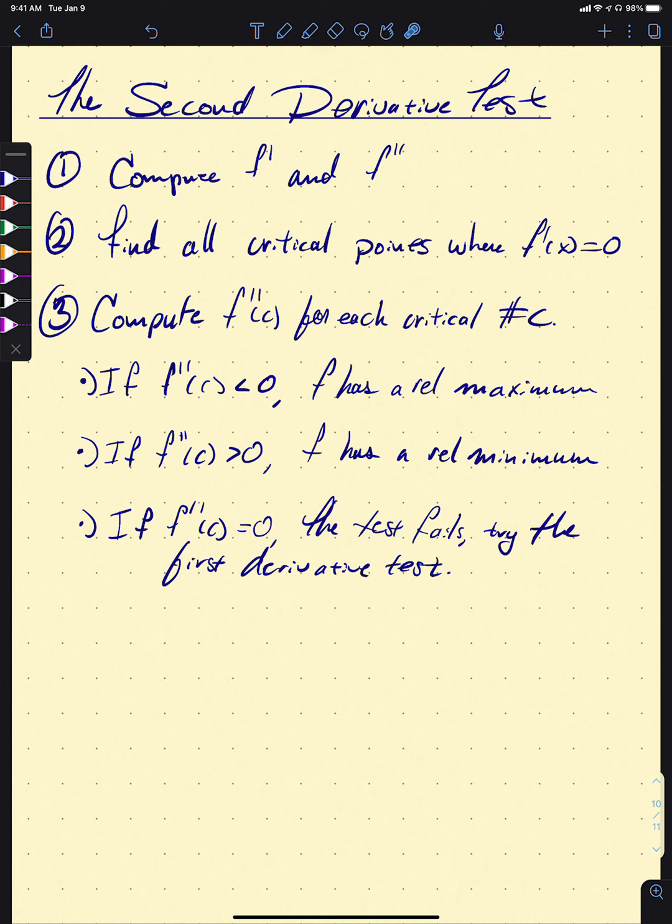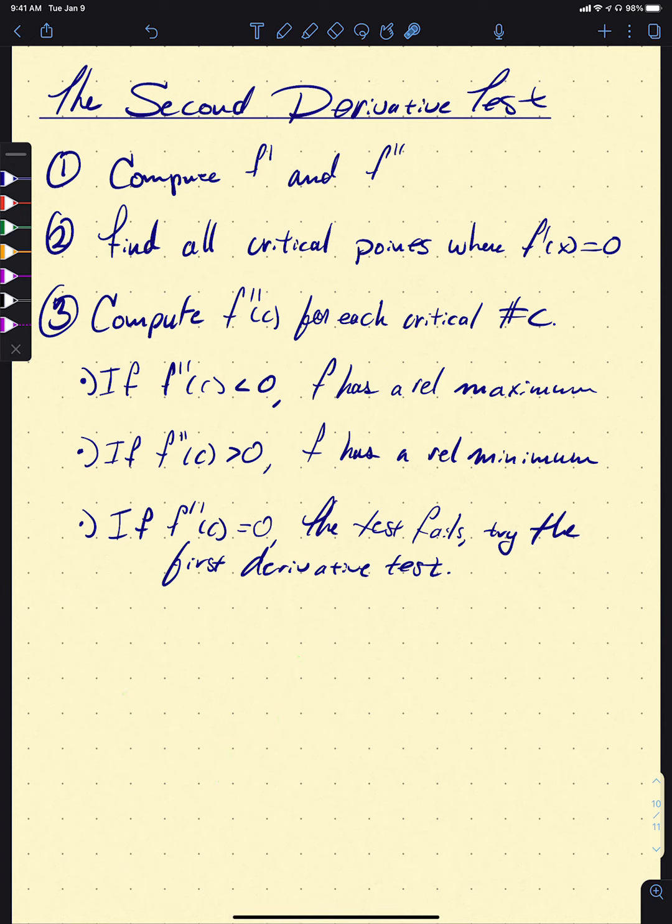And then we actually feed these points not into the first derivative and analyze the behavior around that point, but into the second derivative. And if our second derivative is negative, notice that means we're concave down. And when we're concave down, look at that, it's a relative maximum, right? Similarly, if we feed our point into the second derivative and it's positive, then we're concave up. And if we're concave up, we have a relative minimum, okay?